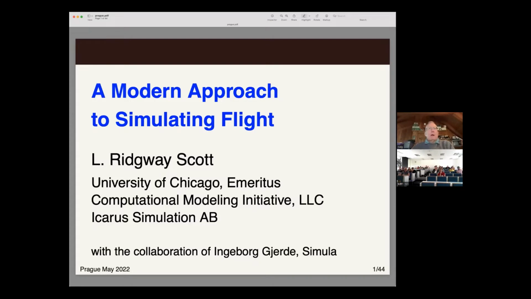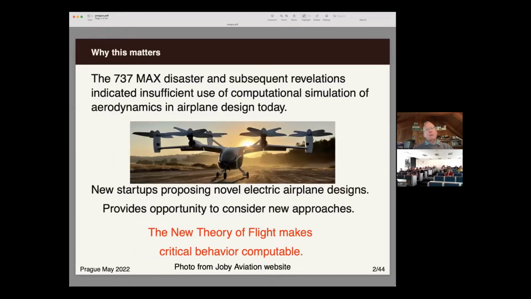So I want to talk about a modern approach to simulating flight, and let me explain a little bit about what I mean by that. First of all, let me talk about why we care about this. You probably have heard about the 737 MAX disasters, the two flights that crashed, and subsequent revelations indicated that there is not much use of computational simulation in aerodynamics in airplane design today, and it's not in the critical path of airplane design today. So that's something that needs to be fixed.